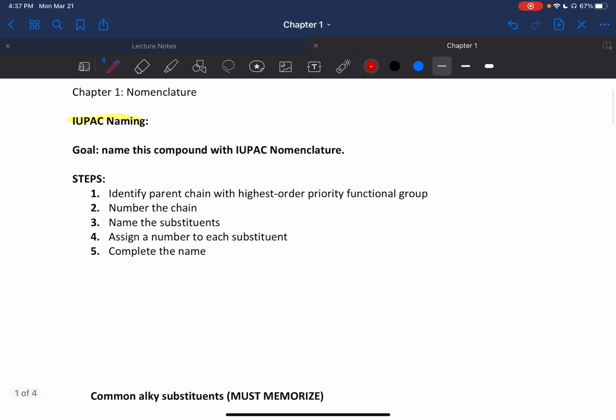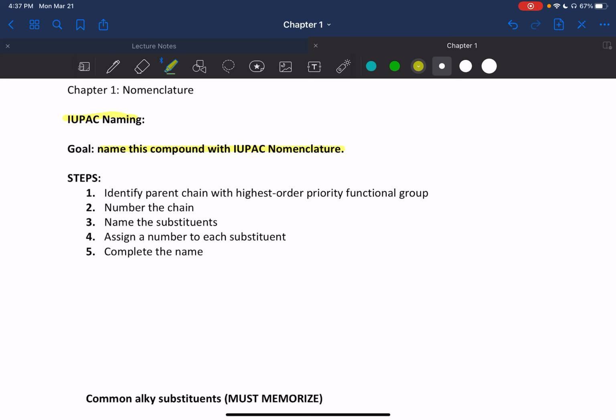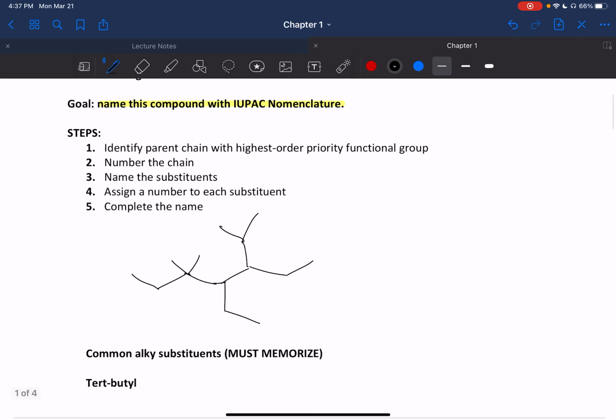So first, let's look at the steps. The goal is to name this compound with IUPAC nomenclature. So let me draw the compound. All right, that's the compound. The steps say to, number one, identify the parent chain with the highest priority functional group. So what does that mean? It says identify the parent chain.